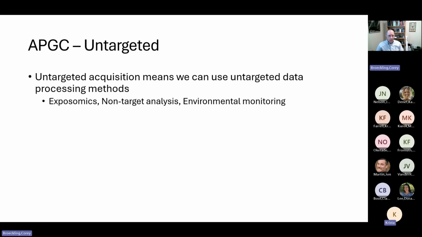Now, what that means is since we have fully untargeted data, we can use untargeted data processing methods as well. So for the assay, we've been doing very targeted data analysis, but it doesn't have to remain that because all of the data is available. And so what this means is we can start thinking about this platform as a really nice platform for exposomics, non-target analysis, environment monitoring, where we're analyzing a lot of these semi-volatiles that are of interest for environmental and health reasons.